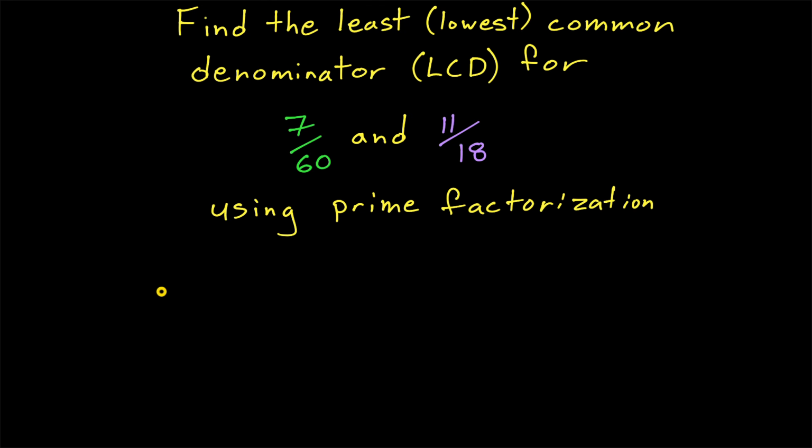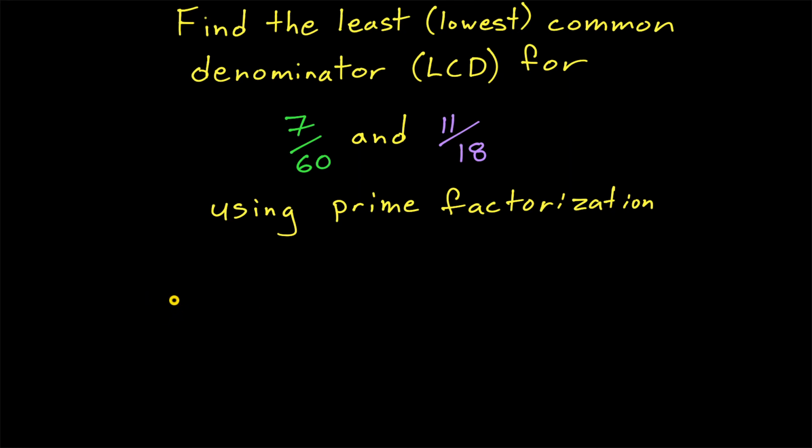So now we're going to learn how to find the least common denominator, also known as the lowest common denominator, or LCD, for two fractions using prime factorization. And if you don't know what prime factorization is, you can check out my earlier video, which you can see now in the top right hand of your screen.